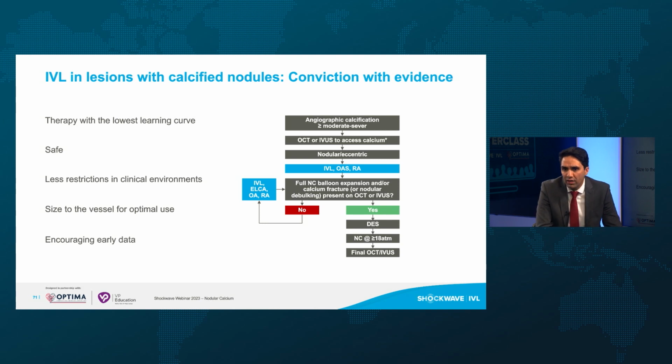So, in summary, IVL is clearly the therapy with the lowest learning curve. It's extremely safe. It has fewer restrictions in the clinical environment. It's sized to the vessel for optimal use, and there's very encouraging early data to show both acute procedural results and minimal stent area. And on the right side, I've highlighted how the calcium algorithms need to be changed to incorporate IVL amongst the other modalities, perhaps even as the first line, given it is the only modality with strong clinical evidence to show acute and long-term results in patients with calcified nodules.